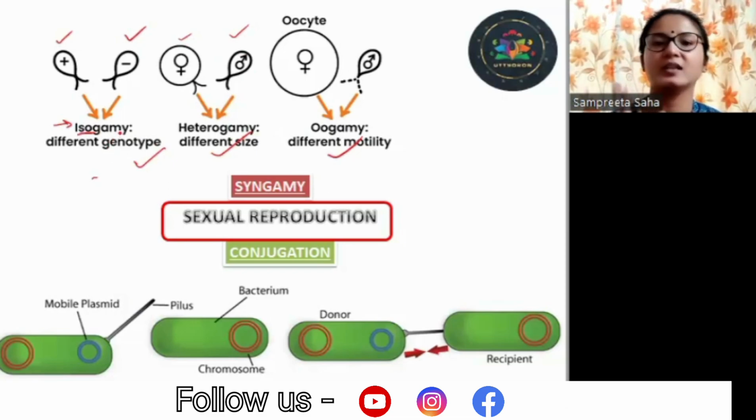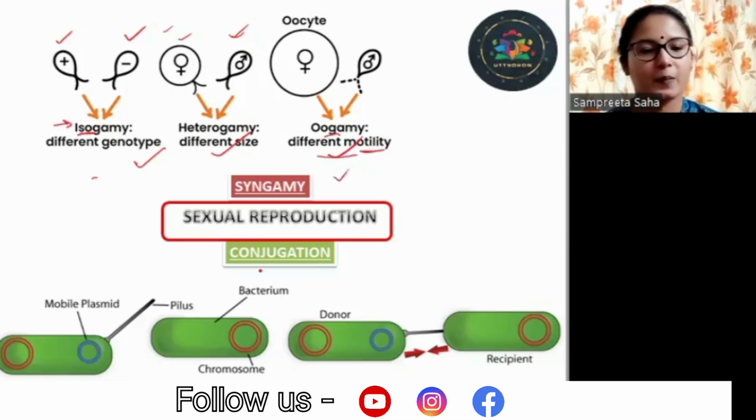That means the genetic makeup is different. But if you look at the gametes from the outside, they are exactly the same. Whereas in case of heterogamy, the size is different. So you can very well identify the gametes by their size. And next is oogamy. In case of oogamy, not only the size is different, but also there is a difference in the motility factor. One gamete will be motile, another will be non-motile. So this is about syngamy.